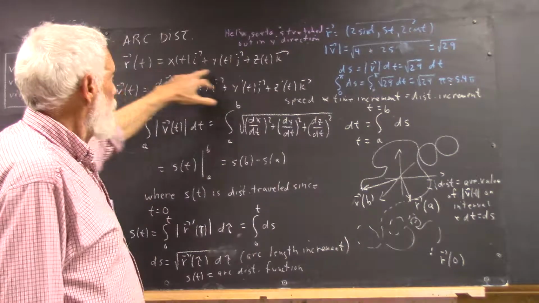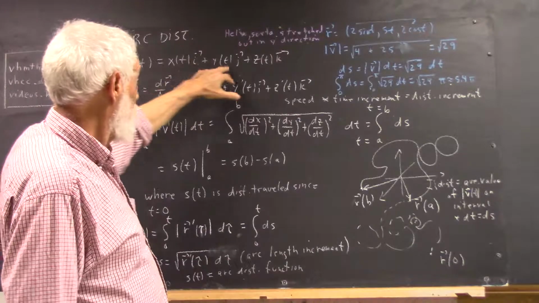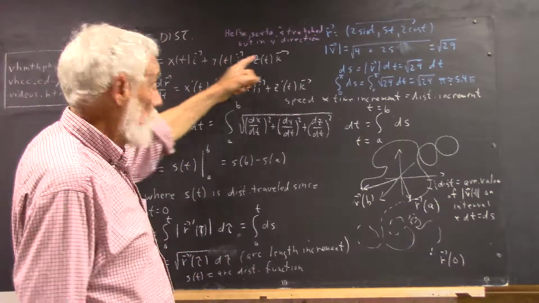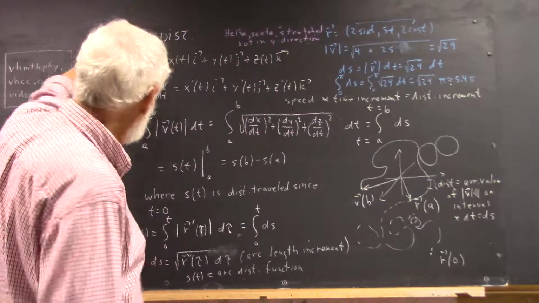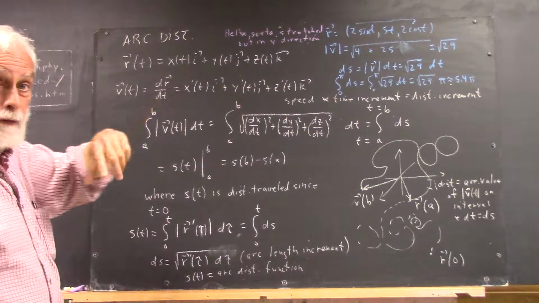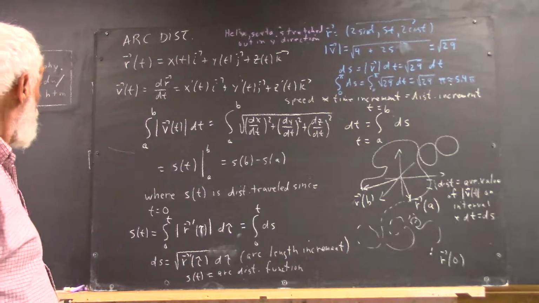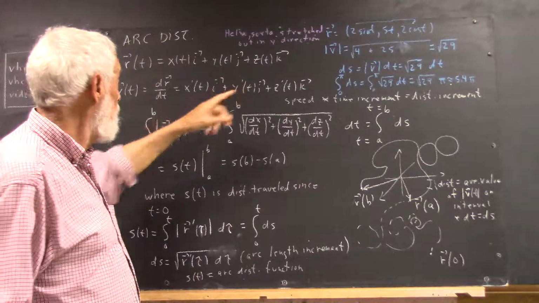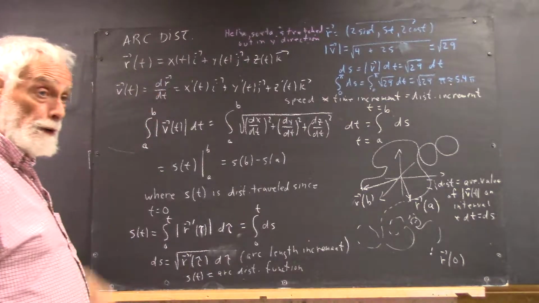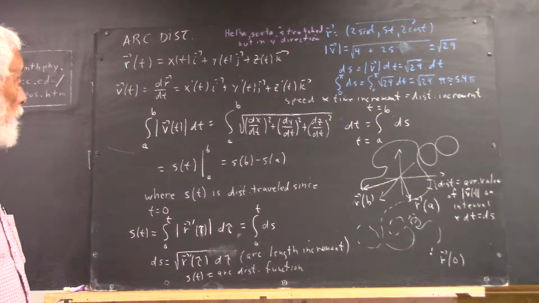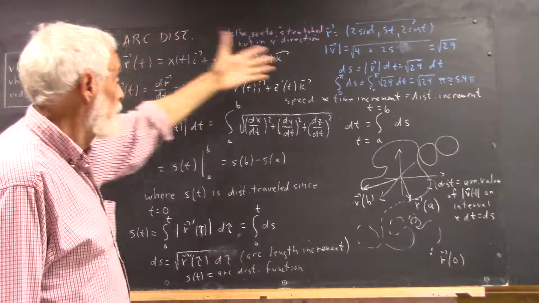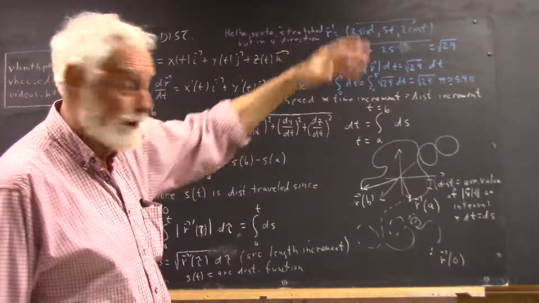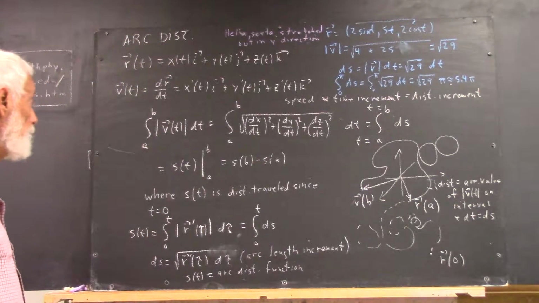If our r of t, our position function, is x of t i plus y of t j plus z of t k, where t is a parameter, so this is a parametric representation in terms of t of the vector that traces out our path, then the velocity vector, if we interpret t as time, would be dr dt. And dr dt, of course, is just a derivative: x prime i plus y prime j plus z prime k. And that's straightforward.